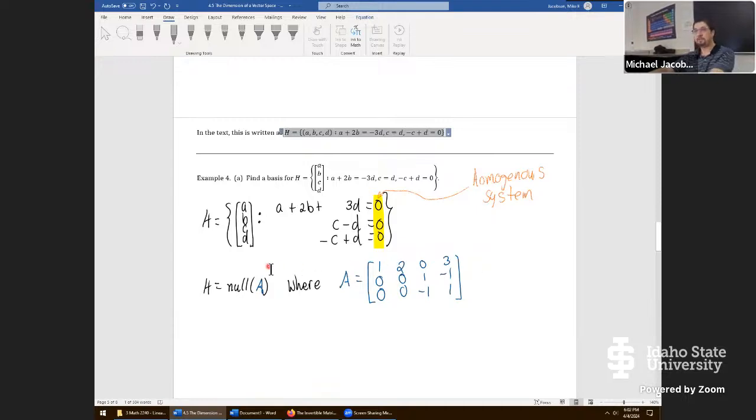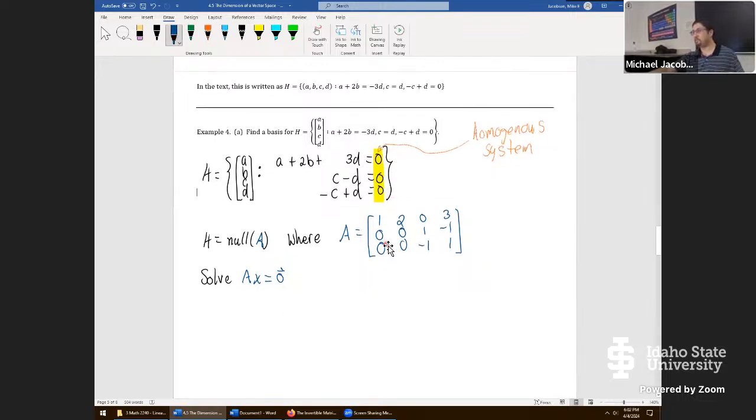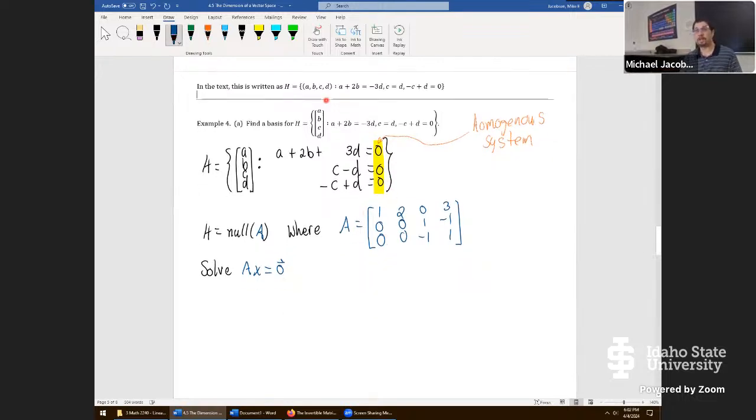So if we want to compute the null space of A, all we need to do now is solve AX equals 0, where that's the 0 vector. And how do we solve that? Well, kind of a big rundown of what we did in chapter 1 for parametric vector form. Once we were working with homogeneous systems, we take the matrix A, augment it with the 0 vector, and row reduce all the way to reduced echelon form. So we want to get this as reduced as possible.